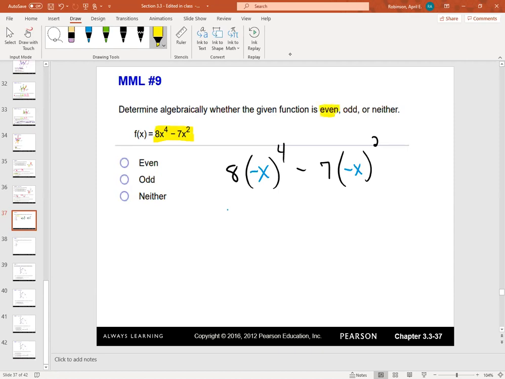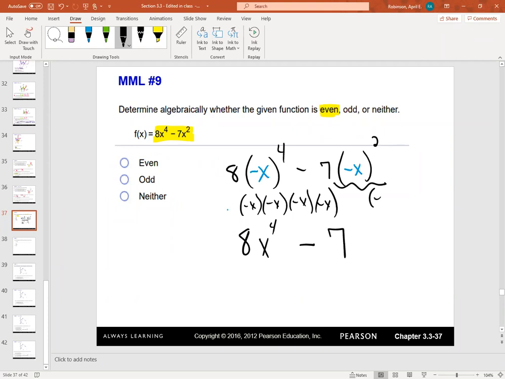then it's an even function. And when I do simplify it, negative x to the fourth really means negative x times negative x times negative x times negative x. Four negatives makes it a positive, and x times x times x times x is x to the fourth. And then minus 7. And over here, this negative x squared is negative x times negative x, so that's x squared. I finished with exactly what I started with, so this makes it even.